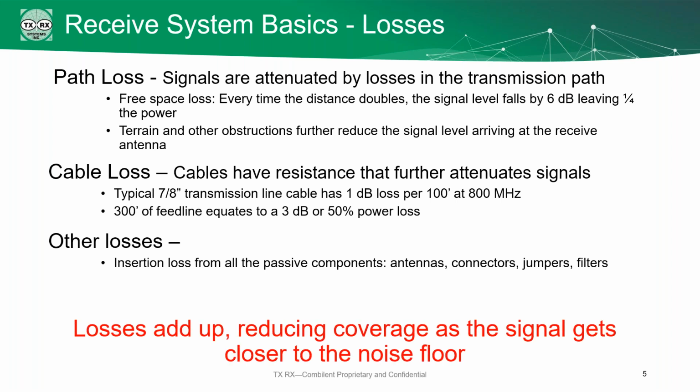So these losses all add up. And every time you have a loss, your coverage is reduced. Your signal is getting closer to the noise floor and it's harder to hear it. This means that your subscribers have to be closer to your antenna in order to get their message through. Obviously, in large counties, that can be a problem. So how do we deal with all that?